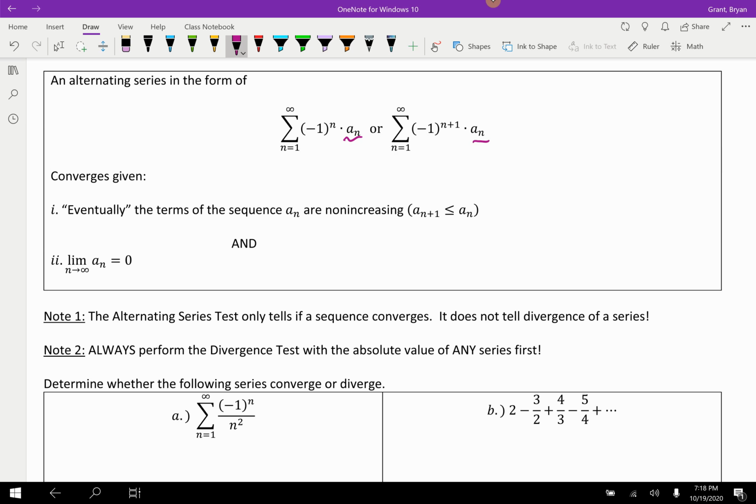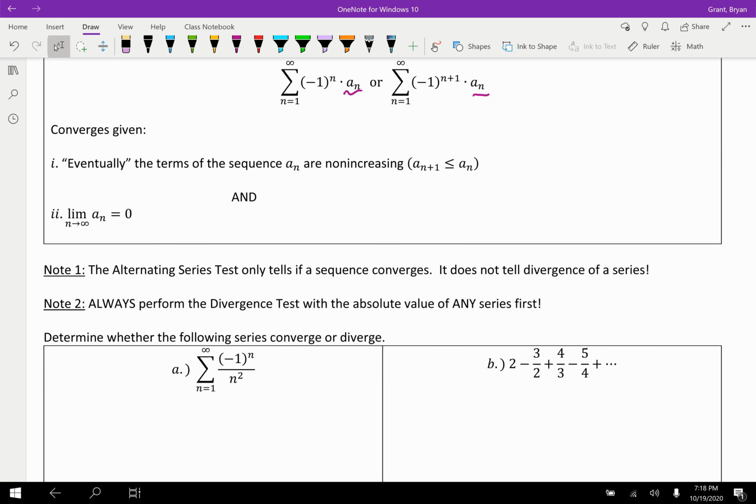But eventually, if the terms of a series are non-increasing and the limit of the sequence goes to 0, and you're like, duh, that's the nth term test for divergence, then our series converges. That's it. So easy, so quick. There are two notes here. The AST only tells if a series converges. So if these aren't true, it doesn't mean that the series necessarily diverges. You can't conclude and say the series diverges because this doesn't work. You need to conclude some other way.